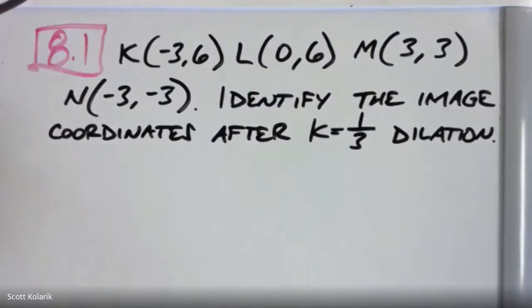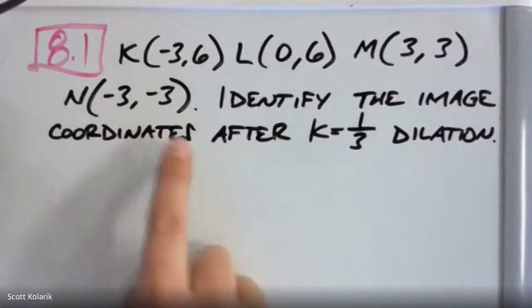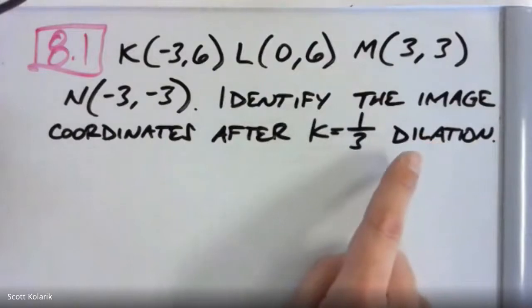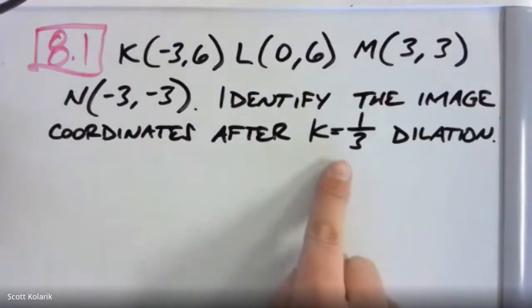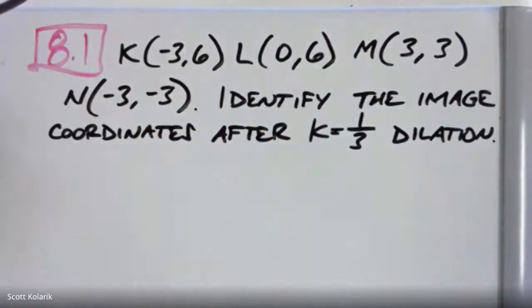Now, in the original section 1 notes, in your assignment, you would have had to graph or plot these points and then plot the image after this dilation that we're going to be performing. But for the sake of tomorrow's test, this is essentially what you're going to get. You're going to be given a series of coordinate points, right? And then you're going to be asked to identify the new image coordinates after a given dilation, a given scale factor. So essentially all we're going to be doing here is multiplying this k value, this scale multiplier, by each of the coordinate points we're given, and just looking for whatever coordinate pops out the other side.